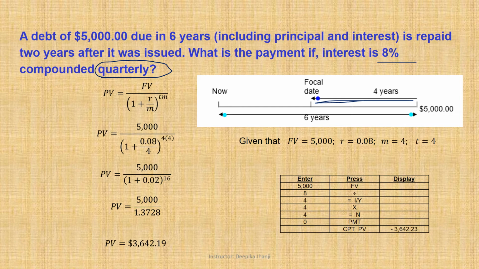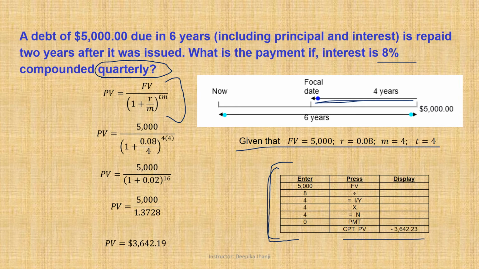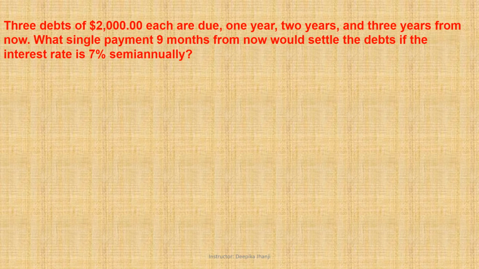You can use the calculator entirely. Instead of using the formula, you can just plug the whole information into the calculator and compute PV. Next question: 3 debts of 2,000 each are due 1 year, 2 years and 3 years from now. What single payment 9 months from now would settle the debts if the interest rate is 7% compounded semi-annually?